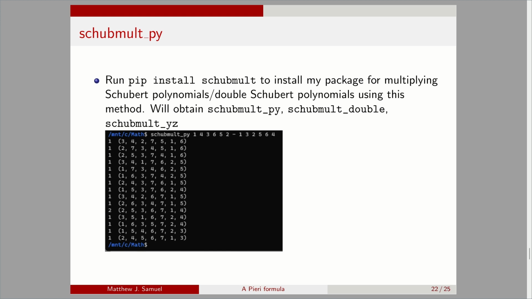So if you install Python 3.9 plus and you run pip install schubmult to install my Python package for multiplying Schubert polynomials and double Schubert polynomials using this method, you obtain 3 scripts: schubmult_py, schubmult_double, and schubmult_yz. So here's an example of schubmult_py. You pass it 2 permutations as shown, and it gives you the product. It expands it in terms of ordinary Schubert polynomials and shows the coefficients on the left.